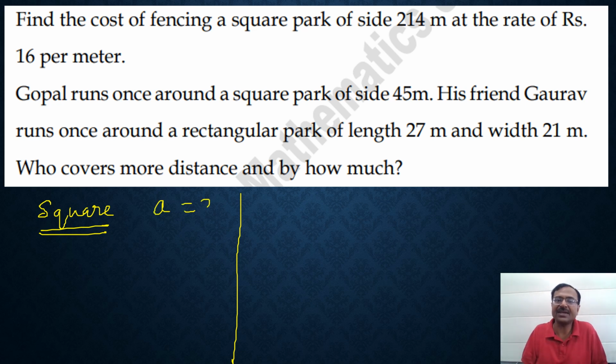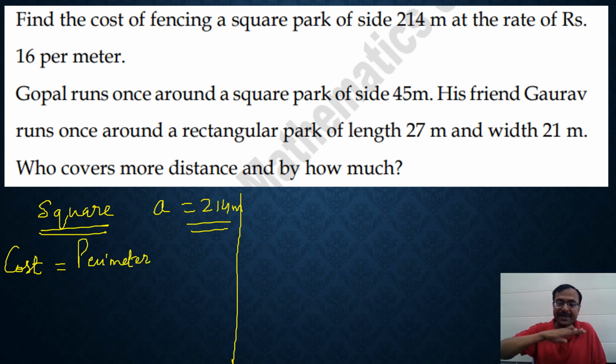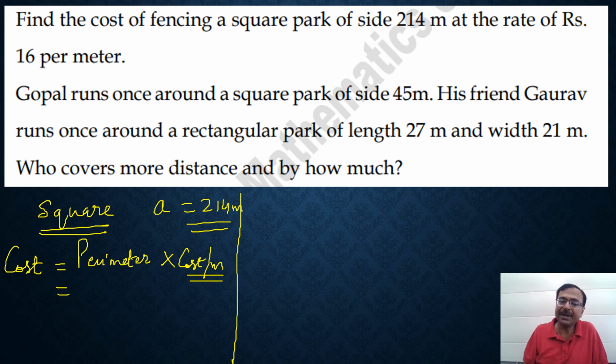The side is given as 214 meters, and we need to fence this at the rate of rupees 16 per meter. So cost is always calculated by multiplying the perimeter, because we are fencing it. Fencing is always done on the boundaries, right? We don't fence the area, we fence the boundary, that is the outer circumference. So perimeter is to be multiplied by cost per meter. That means for 1 meter how much charges are being incurred. So perimeter is 4 times the side and cost is 16, and therefore 64 times the 214 will give you the cost in rupees.